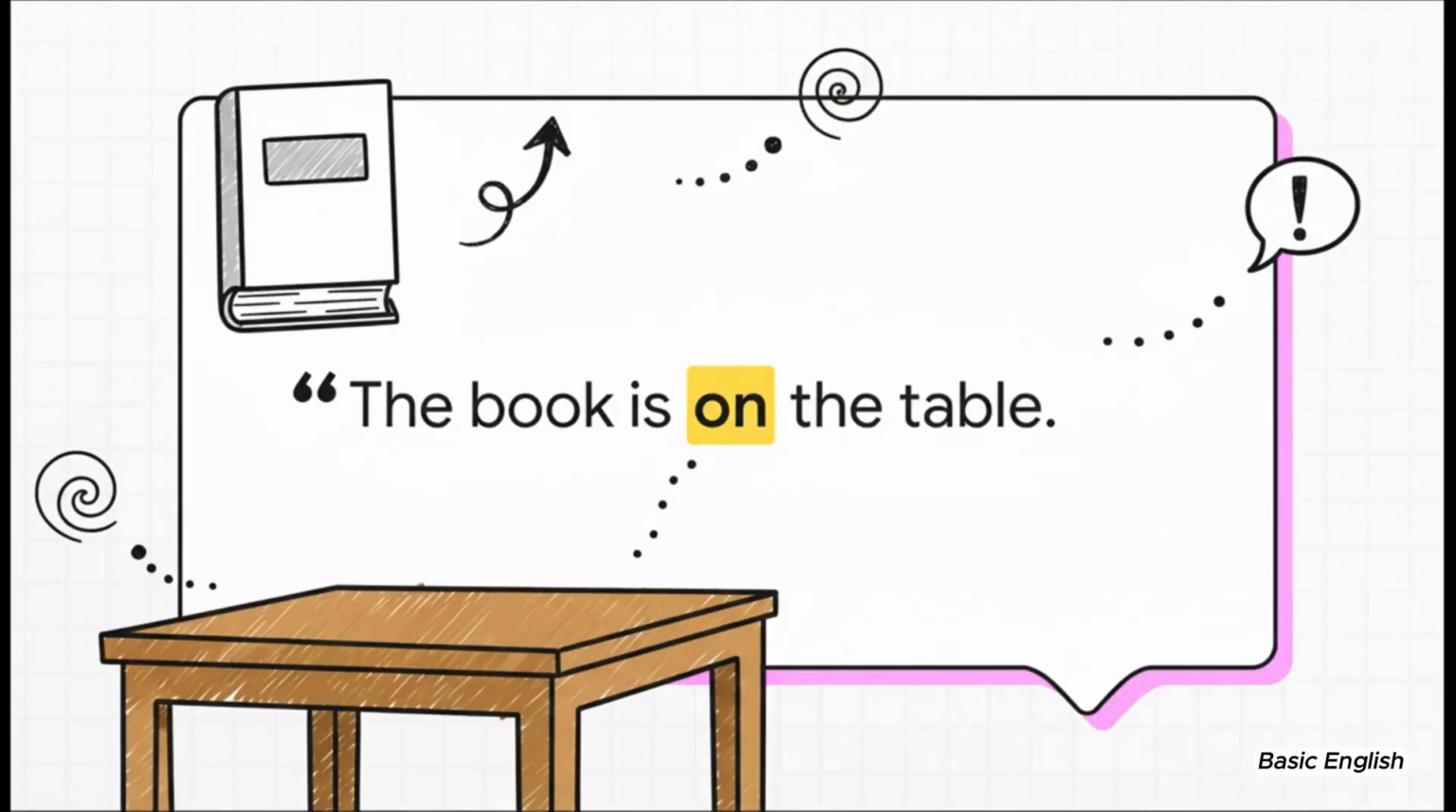Just look at this example right here. The word on, that little preposition, it creates a perfectly clear relationship. We know exactly where the book is. You take that word away, and the whole sentence just falls apart. It doesn't make sense anymore.